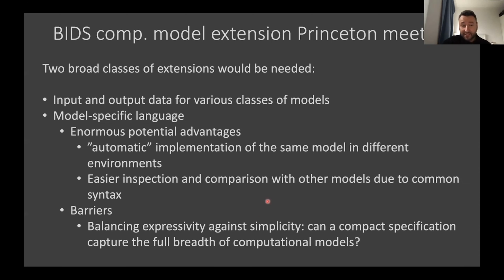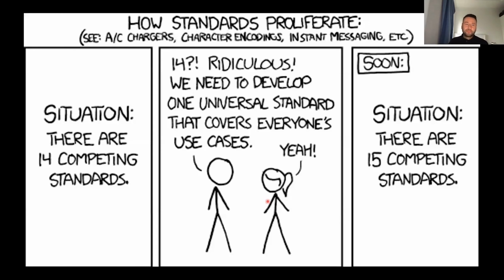And of course, a problem with this is that we need to balance expressivity against simplicity. So there's always the problem if we want to address all use cases, then what we produce is too complex to be usable in the end. And so we need to somehow strike a balance. There's often the Pareto rule, the 80-20 rule used. And this is basically the same problem now from a slightly different perspective.